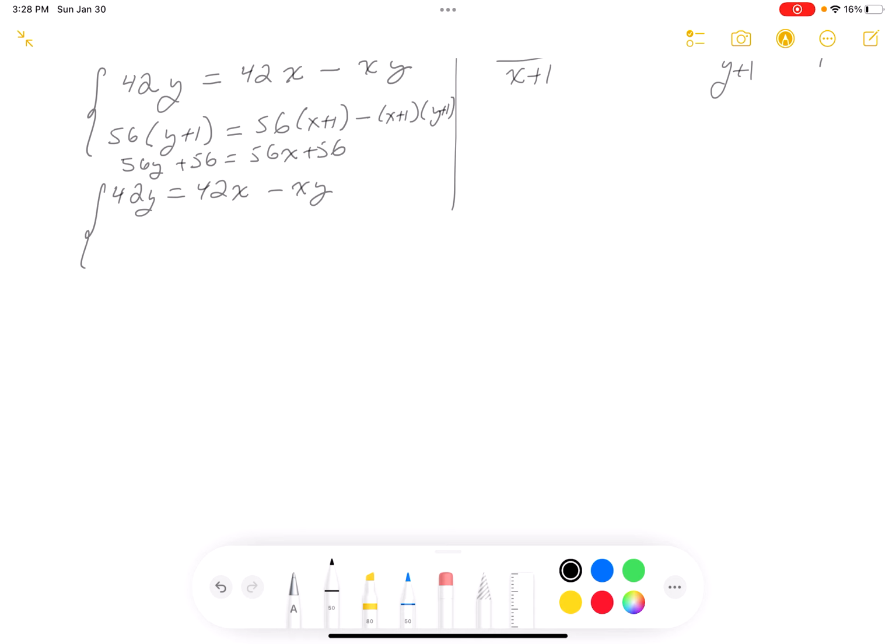I'm going to write this down, and maybe I'll do this now. So this would be xy, let's see, plus x plus y plus 1. That's a lot of work, isn't it? So let's write this down. 56y equals 56x. By the way, these cancel off. That's why I did that. Then you get minus xy, minus x, minus y, minus 1.